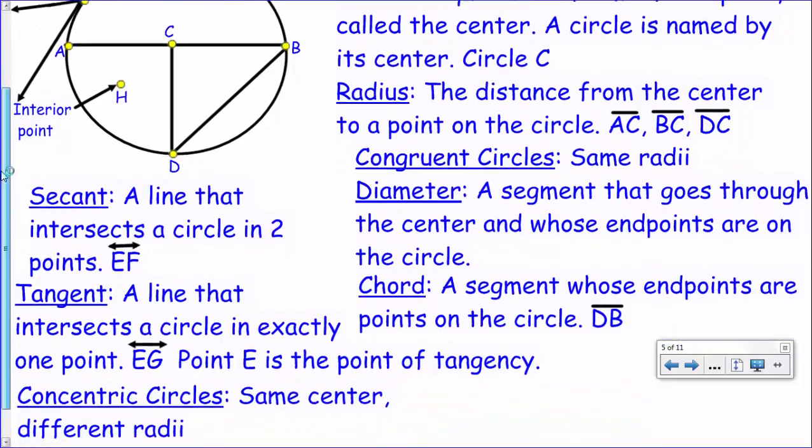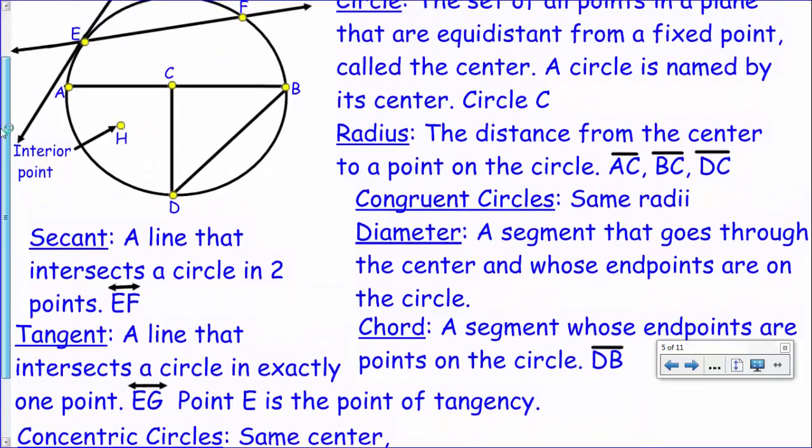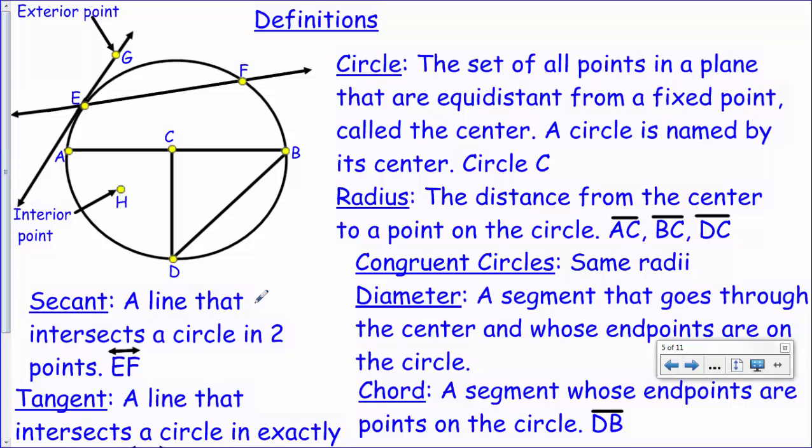Then we have some other things that you might not be as familiar with. A secant is a line that intersects a circle in 2 points. Typically a secant is a line. It's actually an extension of a chord if you really think about this. So this is line EF.